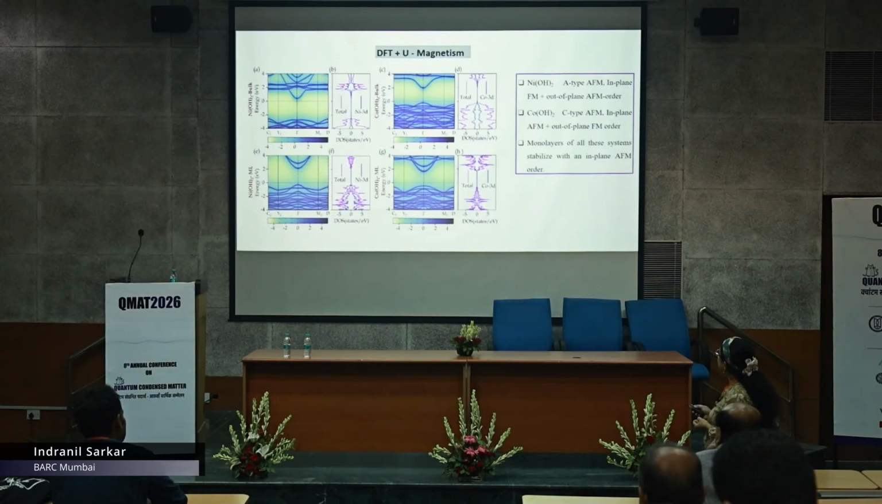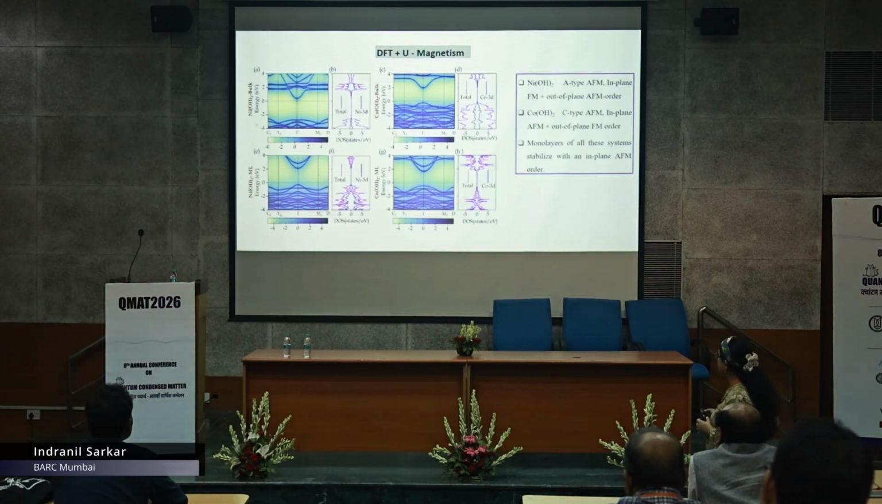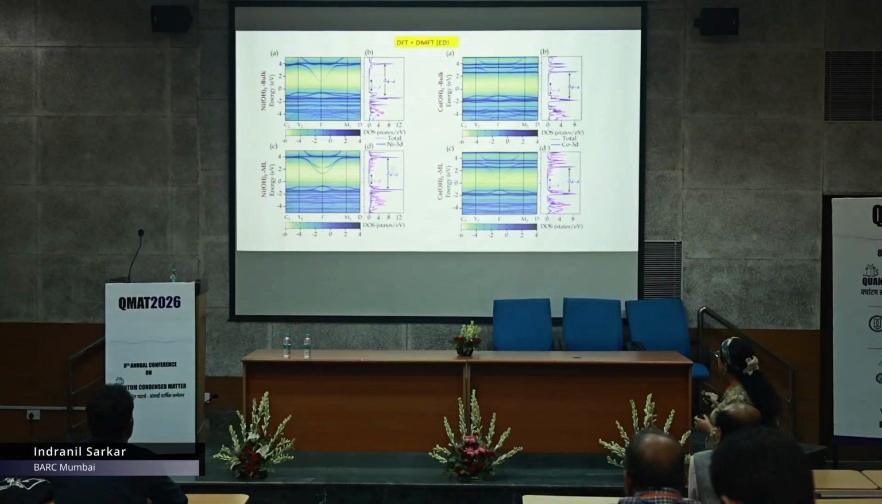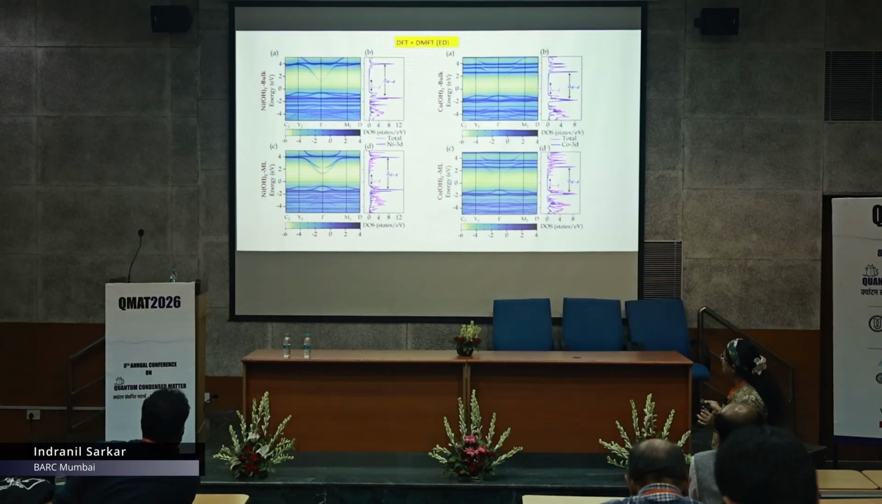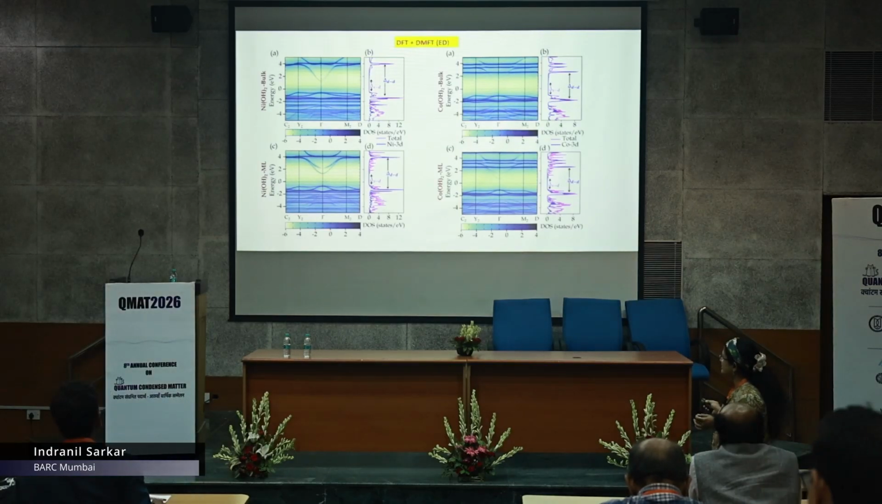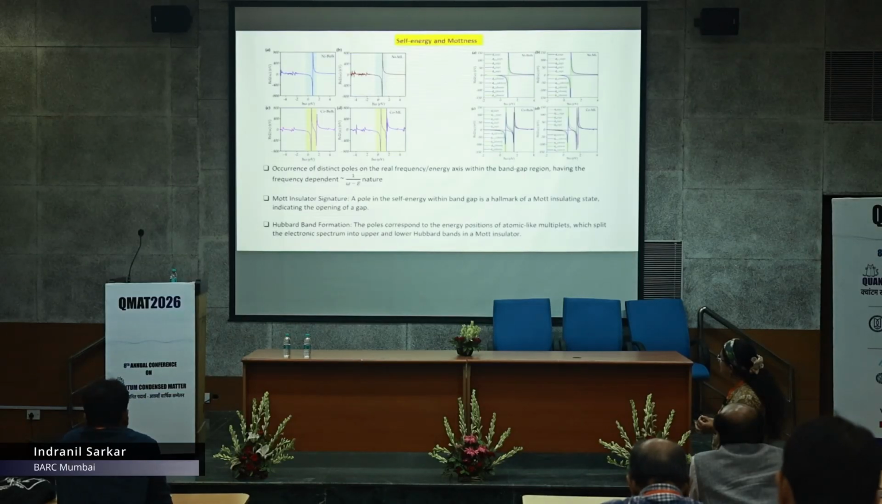In DFT plus U, you can see that these are all antiferromagnetic insulators, where nickel hydroxide is an A-type antiferromagnet, cobalt hydroxide is a C-type antiferromagnet, and monolayers are only in in-plane antiferromagnetic states. DFT plus DMFT plus ED also shows an insulating behavior, with a gap around 2. That is a more accurate calculation, where you can get the splitting of the S2D levels and the D2D levels. Those splittings are also calculated and matched with the optical measurements.